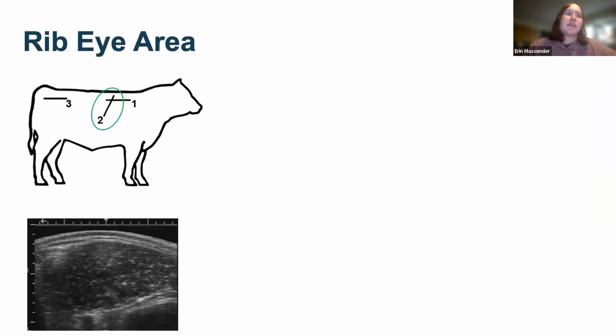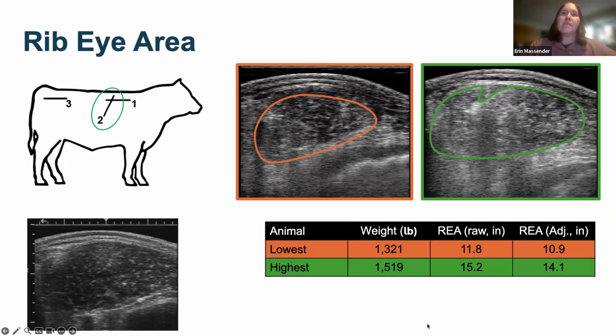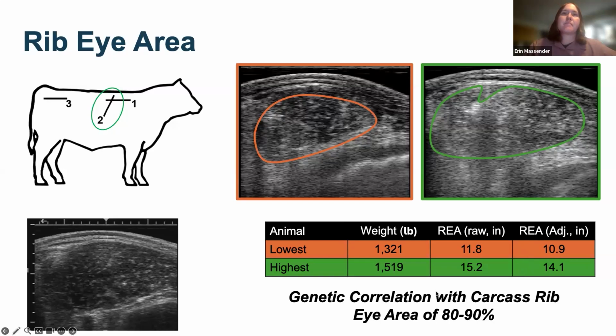Similarly, with ribeye area, we take an image of the ribeye and then send it to the lab, where they go and they trace the ribeye. And then we get data back on that. If we compare between the lowest and highest ribeye area here, we have a ribeye area adjusted for a constant age of 10.9 square inches for the smaller animal and 14.1 for the highest. And the genetic correlation with carcass ribeye area is somewhere between 80 and 90%, so it's very highly correlated.